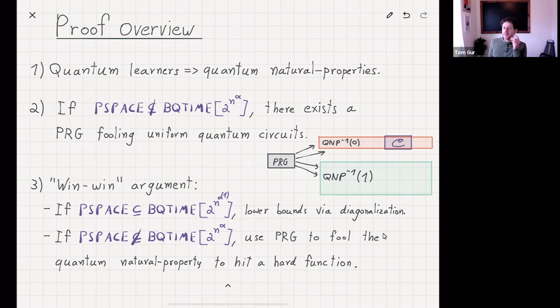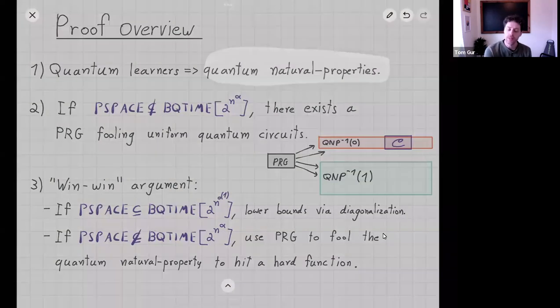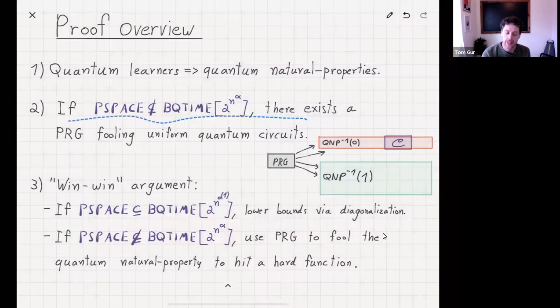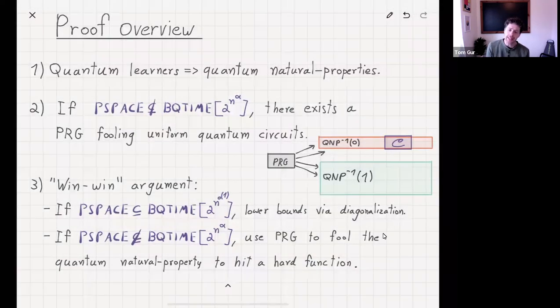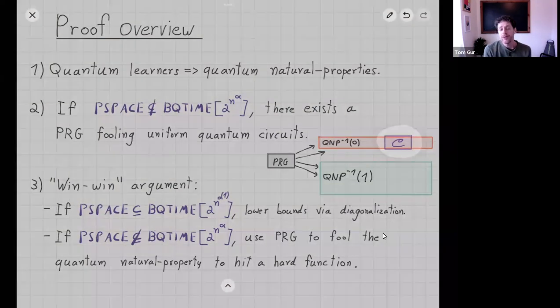And now comes maybe a really nice part: how do we use the PRG for fooling uniform quantum circuits? We have these two components: the quantum natural properties, and the PRG that fools quantum circuits. There's a question of how we can combine both of these things to get a lower bound, and that's the last idea that I want to discuss. So we have this class C, and our goal is to find a function which lies outside of C. So how do we do it?